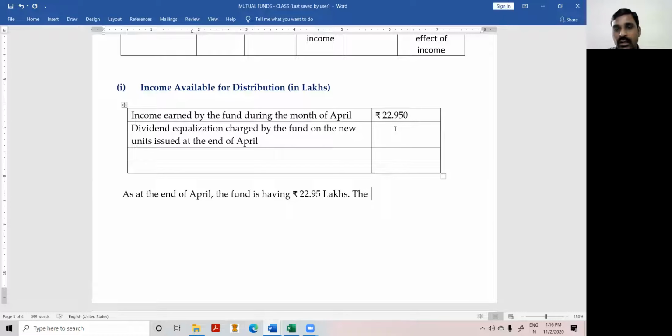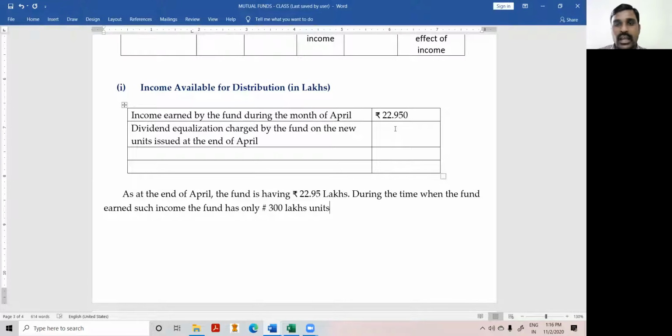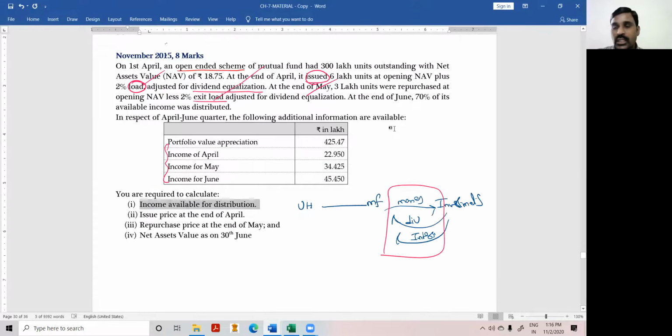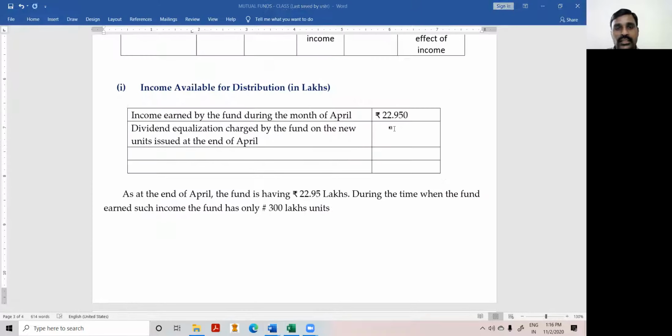During the time when the fund earned such income, the fund has only 300 lakhs units. Remember, the existing units are 300 lakhs. The fund has only 300 lakhs existing units.